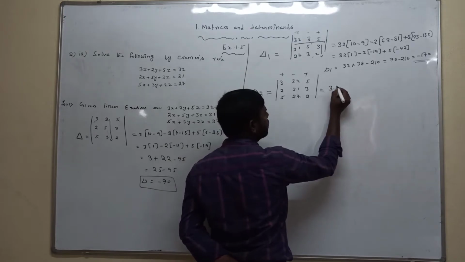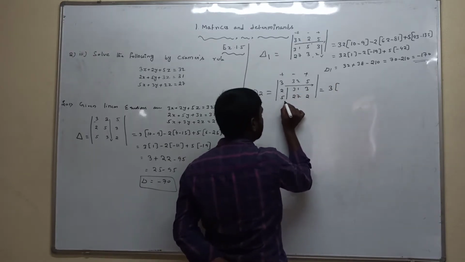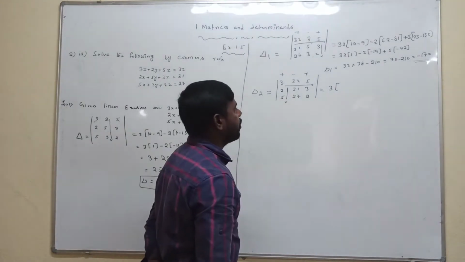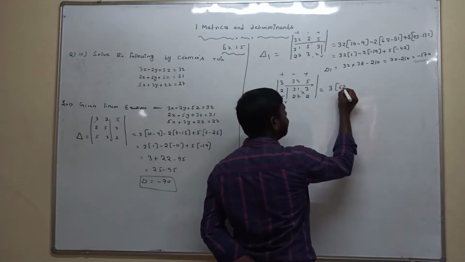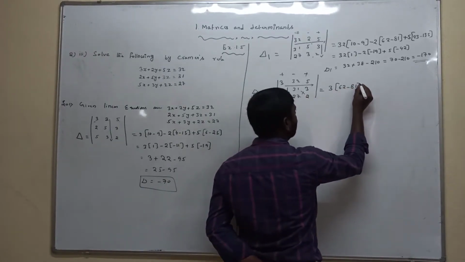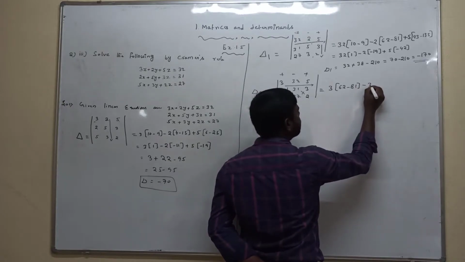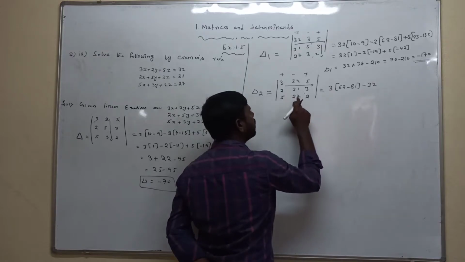First element is 3. The row and column containing 3, the first row and first column, are eliminated. Cross multiply the remaining elements: 31 into 2, that value is 62, minus 27 into 3, that value is 81. Next, minus 32. The second symbol is minus, and the element is 32.